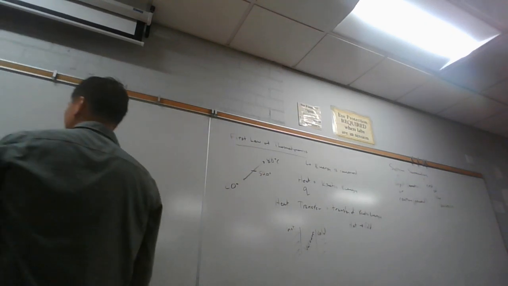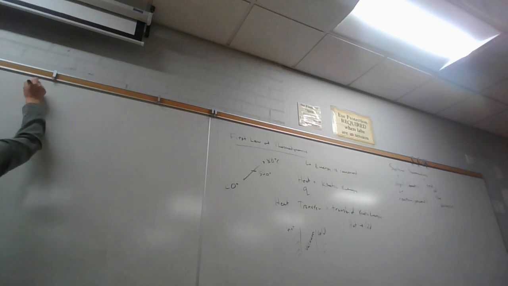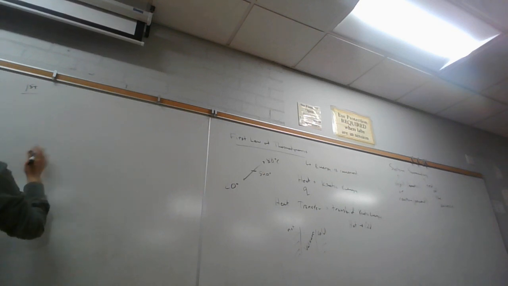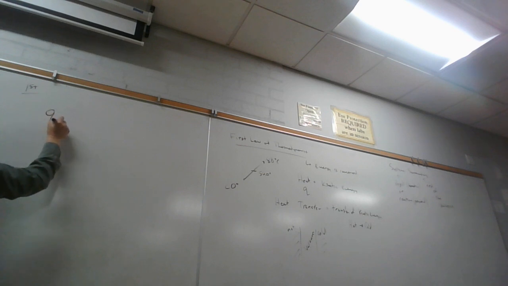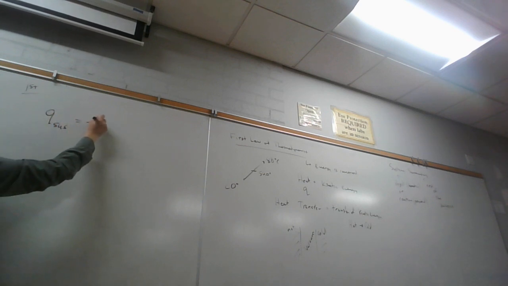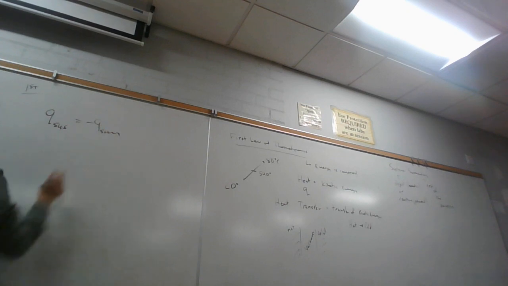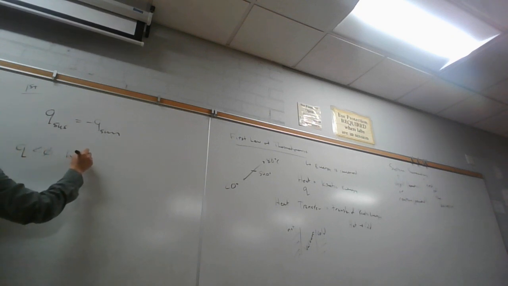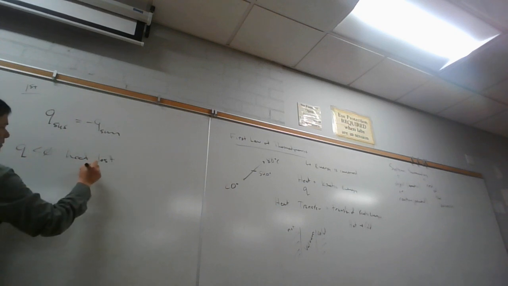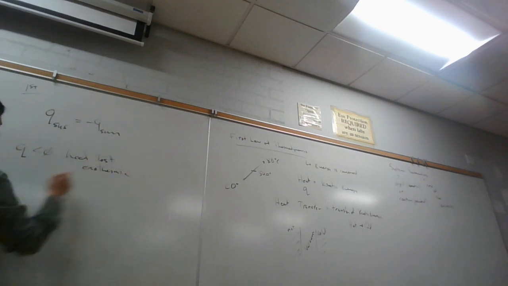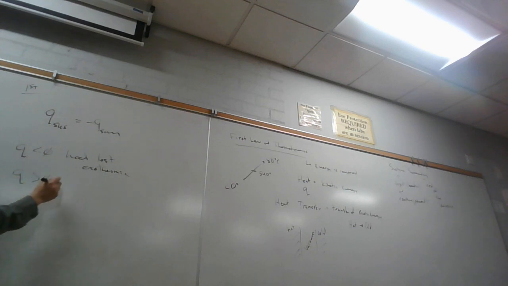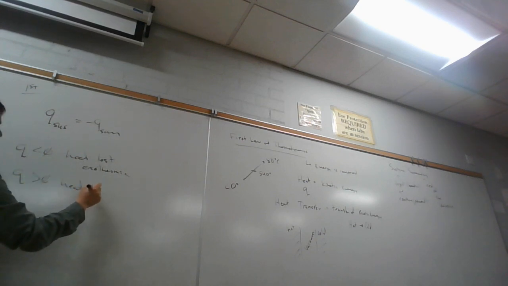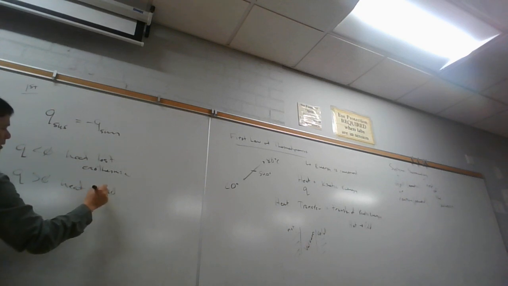However you want to define it is fine. And so this is another way of writing the first law of thermodynamics. The first law of thermodynamics is this: Q of the system is equal to minus Q of the surroundings. And then we have a sign convention here. If Q is less than 0, heat is lost, and we call it exothermic. If Q is greater than 0, then heat is gained, and we call it endothermic.